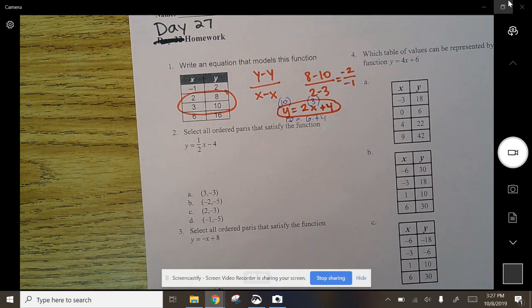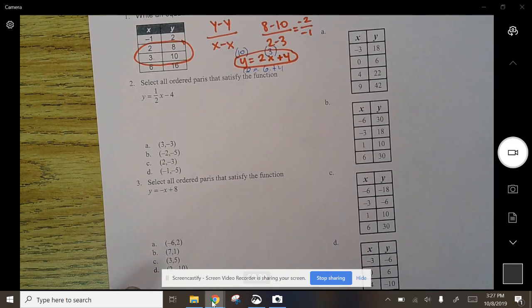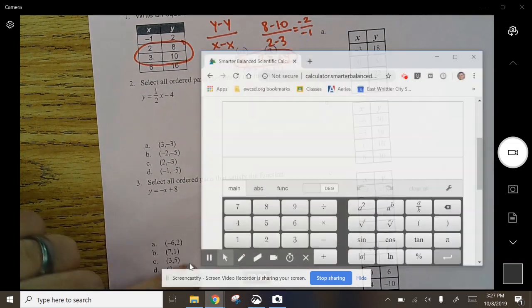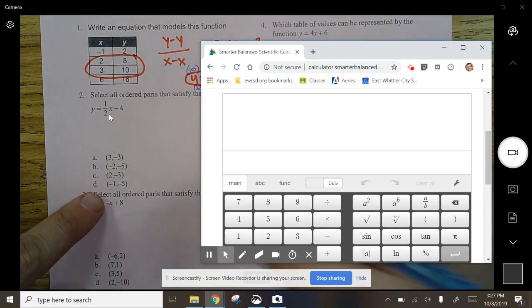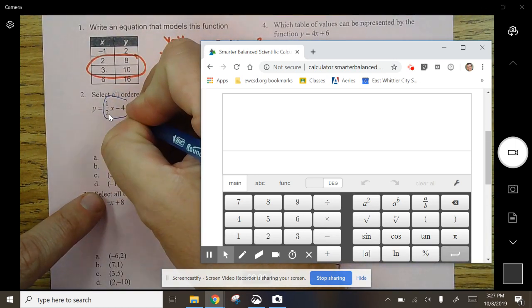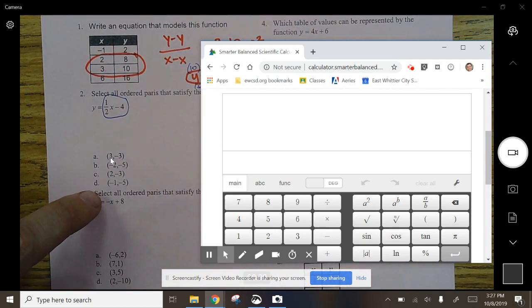All right, the next one, I know you guys know how to do this, but real quick, if you forgot, we're going to open up the calculator. We're going to type all of this side here. So when I say type this all in, we're just typing this chunk in here. So when we plug in the x value, we know right away once this is plugged in, if it equals the y on this side, then we're good to go.